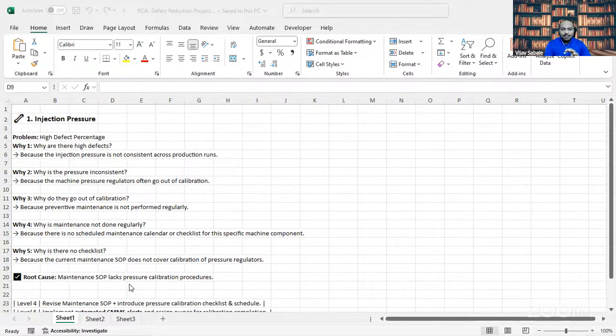Maintenance SOP lacks pressure calibration procedures. Now look at here. I have created the three levels of countermeasures. I didn't put the OPS and all that, like level 1 to 3 are very big, so we are not going to discuss that. What is a level 4 countermeasure in this? Revise maintenance SOP, introduce special calibration checklist and schedule, right? So if it is there, then we are going to follow it, right? So that's level 4. Maintenance SOP is there, which introduces a pressure calibration checklist, and also there is a schedule, right? So that's somewhat, I can say, a very good countermeasure.